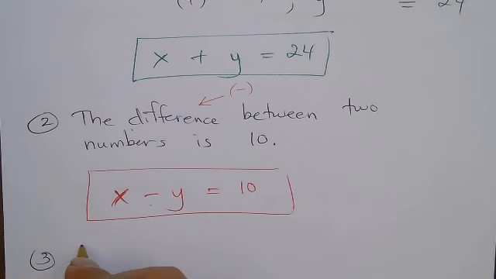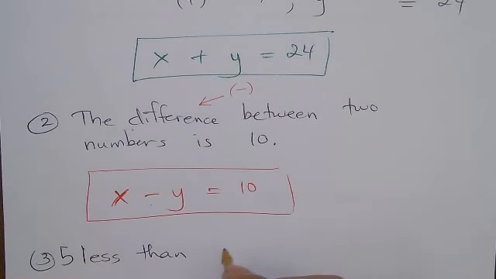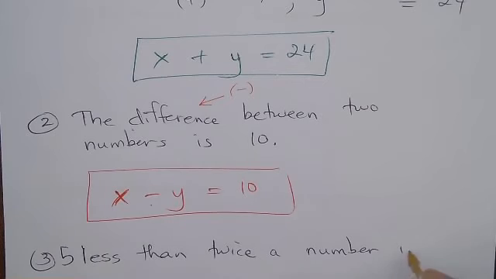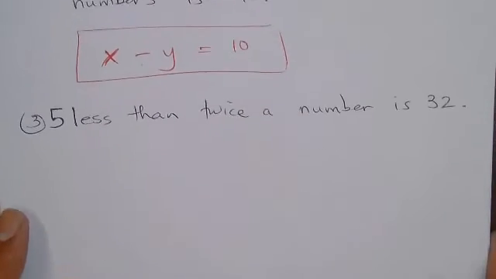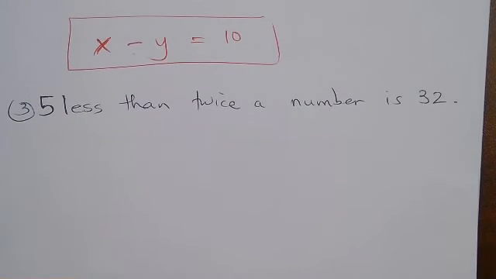Number three. 5 less than twice a number is 32. 5 less than twice a number is 32. Oh yeah, here we go. Now we're warming up. 5 less than twice a number is 32. Anybody have an idea for this?